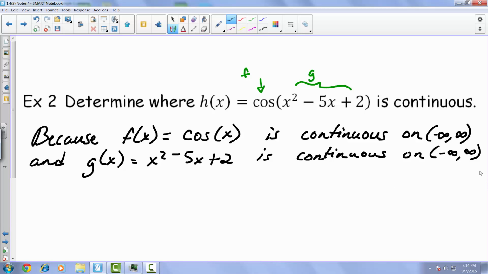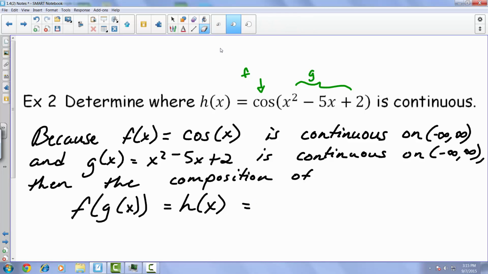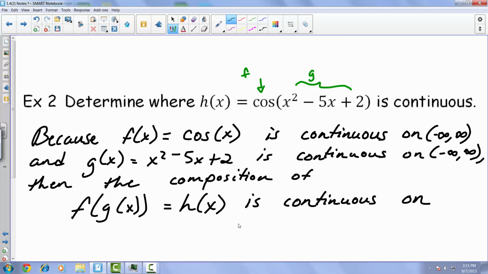So because both of them are in fact continuous everywhere, then the composition of f of g of x, which is equal again to our h of x function, is continuous, I should say, on negative infinity to positive infinity as well.